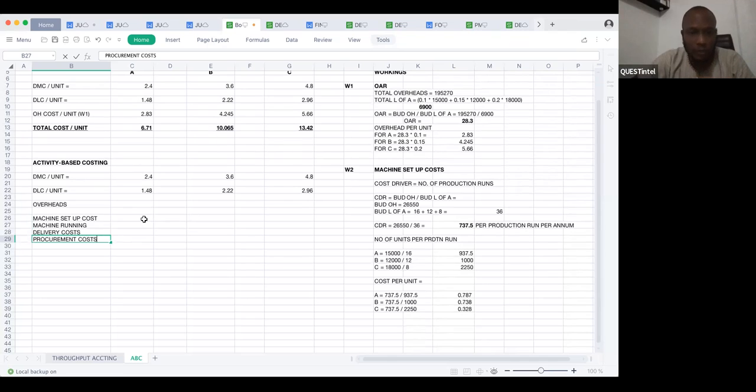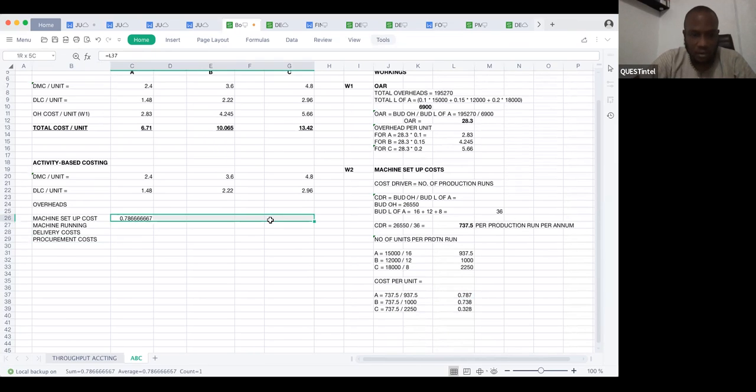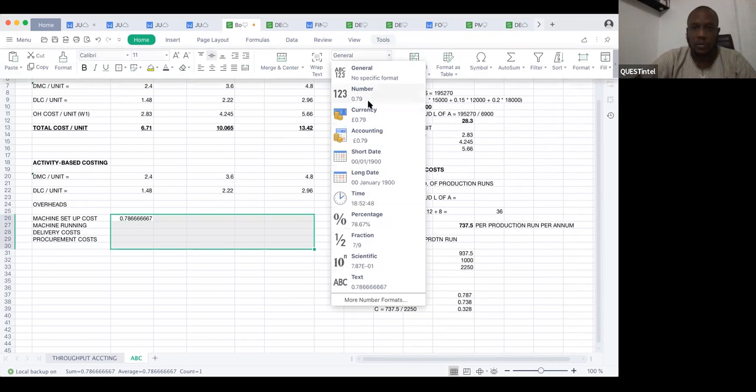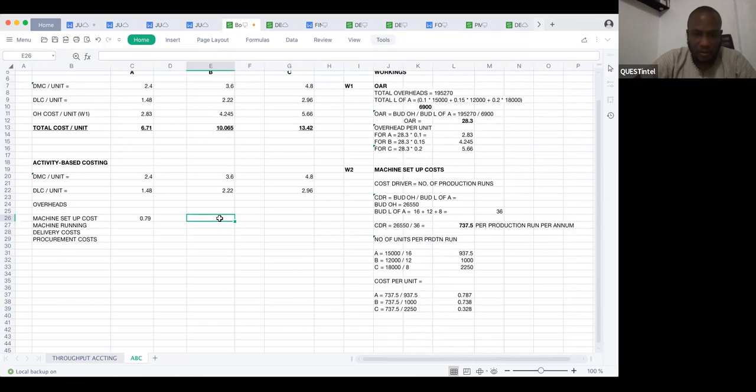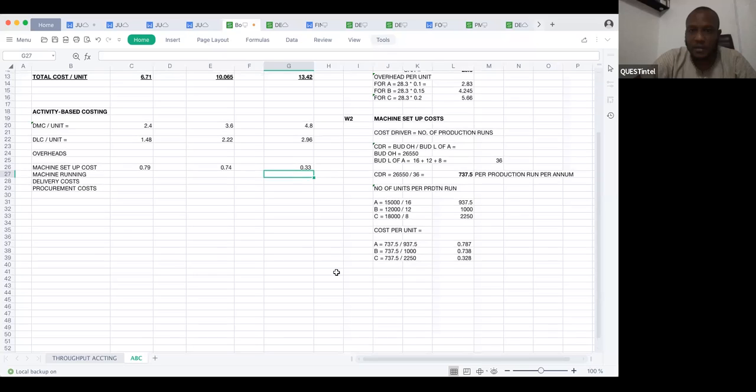Okay, so we've gotten our machine setup cost. Can make it 2 decimals, doesn't make any difference. So it's a similar thing we're going to do for delivery and procurement. It's machine running that is different. So let's do the machine running first, because the delivery and procurement is going to be similar to what we did there.